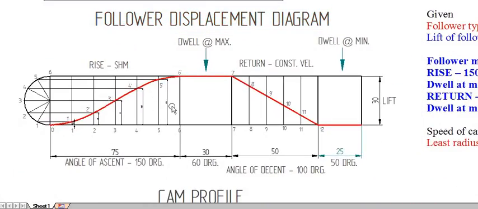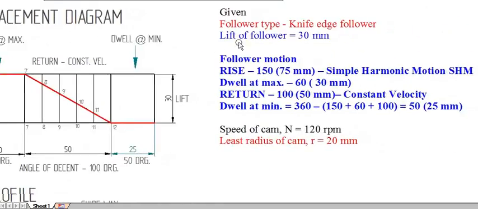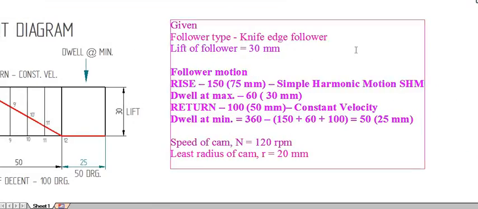So this is our displacement diagram. During the ascent it is SHM and during the return it is constant velocity. Ascent is 150 degree and descent is 100 degree. Okay. If you have any doubt regarding the drawing of a follower displacement diagram, you can view my previous videos. Okay. So these are the given parameters in the question.